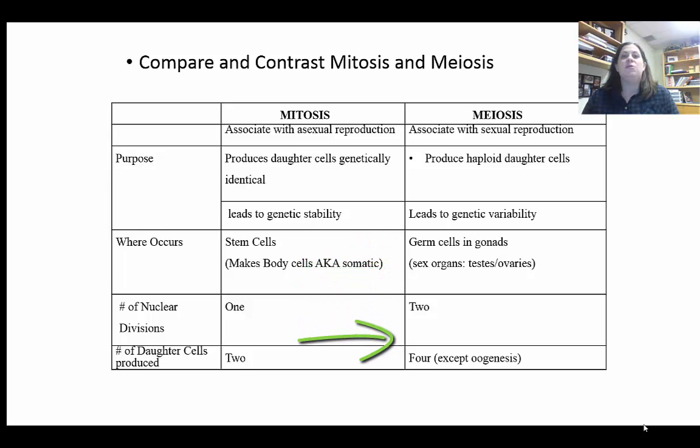Now, remember that they go through 2 cell divisions, and since they have 2 cell divisions, that means we ultimately end up with 4 cells. Now, in the chart, it shows you there is an exception for oogenesis, but we're just going to remove that exception and just say yes, it forms 4 cells.